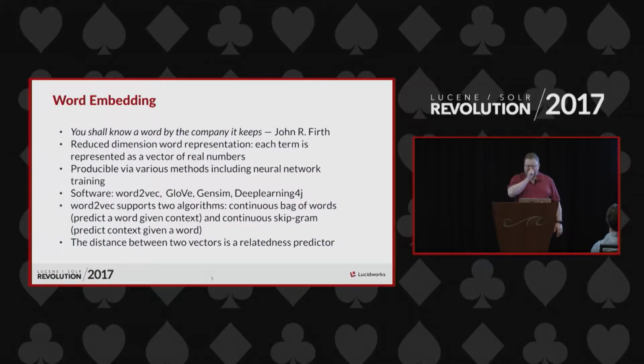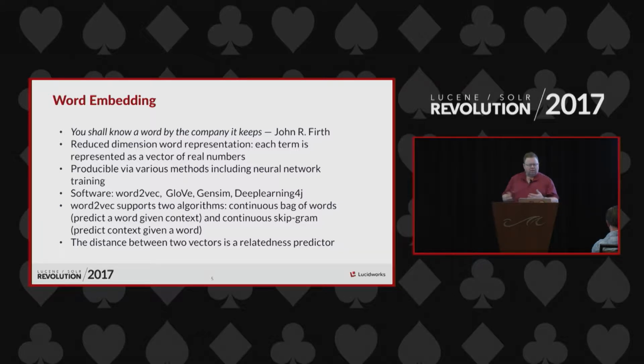So word embedding. 60 years ago, something like that, maybe more, English linguist John Firth wrote, "You shall know a word by the company it keeps," which is sort of the general idea behind word embeddings, that a word derives its meaning in large part through the context in which it appears.